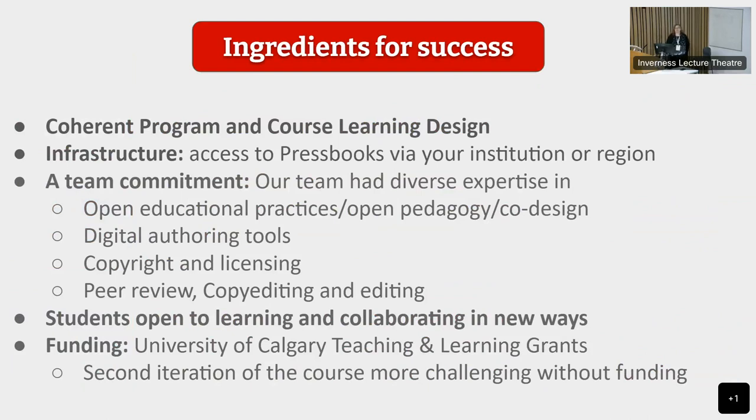And these are some things to think about if you want to do something like this. You need to have a coherent program and course learning design, and the students need to know what you're doing and why you're doing it. That includes learning outcomes, infrastructure. You need to have access to textbooks or whatever the open source tool is that you're using via your institution or region. Sometimes it's a great idea that you might have, but you don't have access. Figure out what you have, what software.